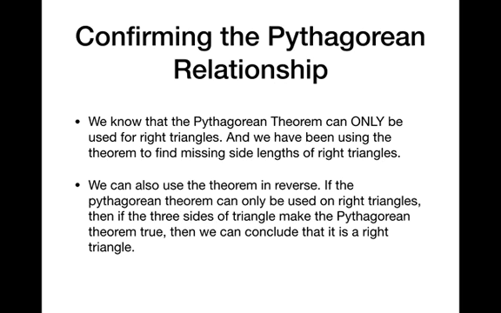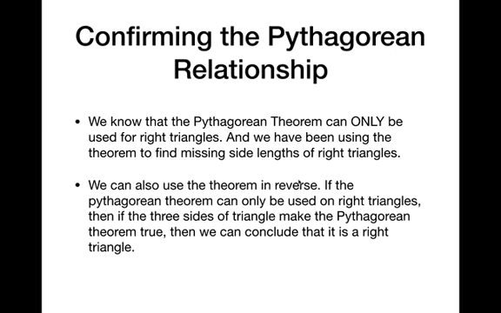As mentioned, when we talk about confirming the Pythagorean relationship, we can use it in two ways. We can use it forwards: if this is a right triangle, and I know it's a right triangle because I can see the little angle measurement in the triangle itself, then I can use the Pythagorean theorem to find the missing side length. And that was something we talked about last lesson. This theorem only gets to be used and only works if it's a right triangle. If you don't know that it has a right angle, you can't use this theorem. And we've just been using it to find those missing side lengths.